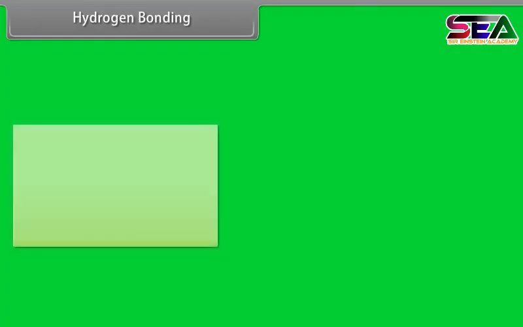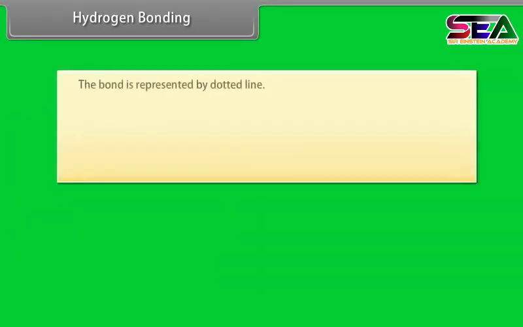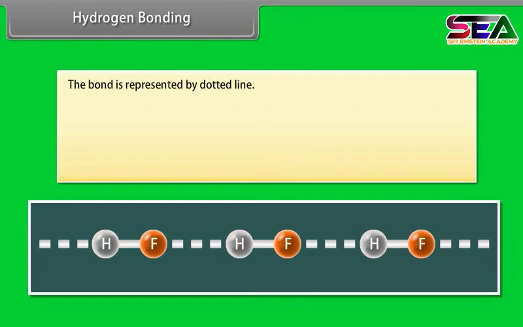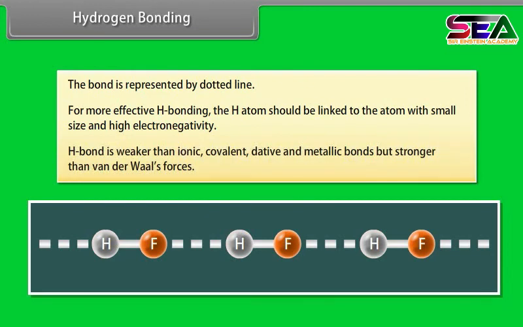Hydrogen bonding. It is the electrostatic force of attraction existing between a covalently bonded hydrogen atom of one molecule and the electronegative atom of the other molecule. This bond comes into existence when a hydrogen atom is directly bonded to a highly electronegative atom. The bond is represented by a dotted line. For more effective hydrogen bonding, the hydrogen atom should be linked to an atom with small size and high electronegativity. Hydrogen bond is weaker than ionic, covalent, dative and metallic bonds, but stronger than van der Waals forces.